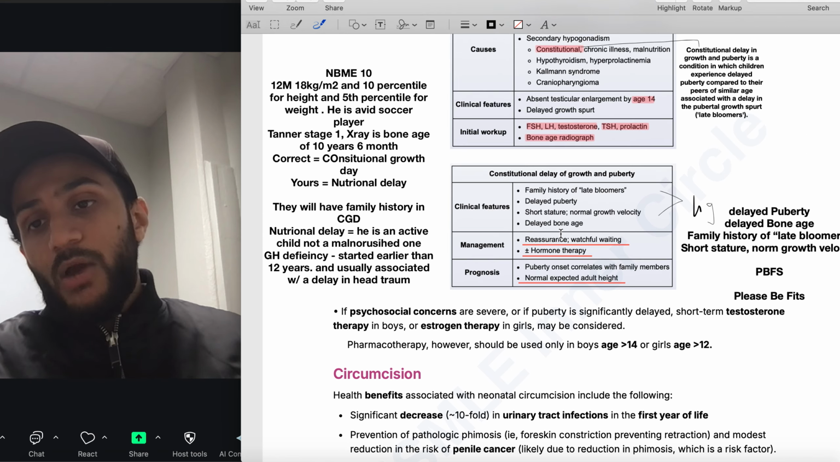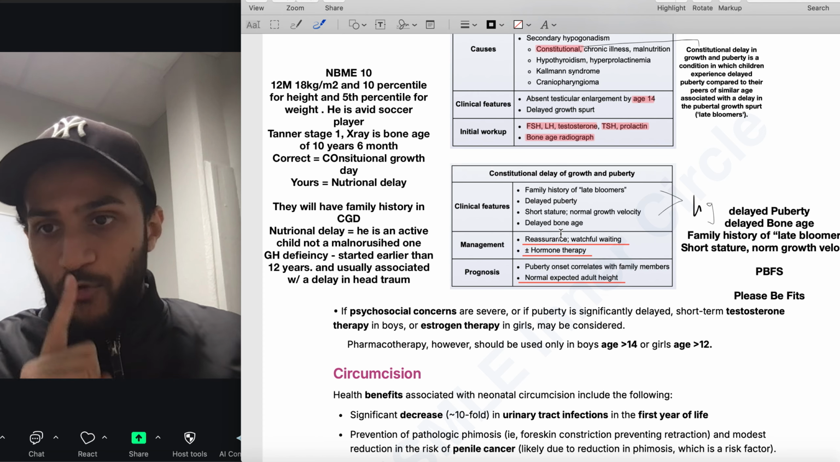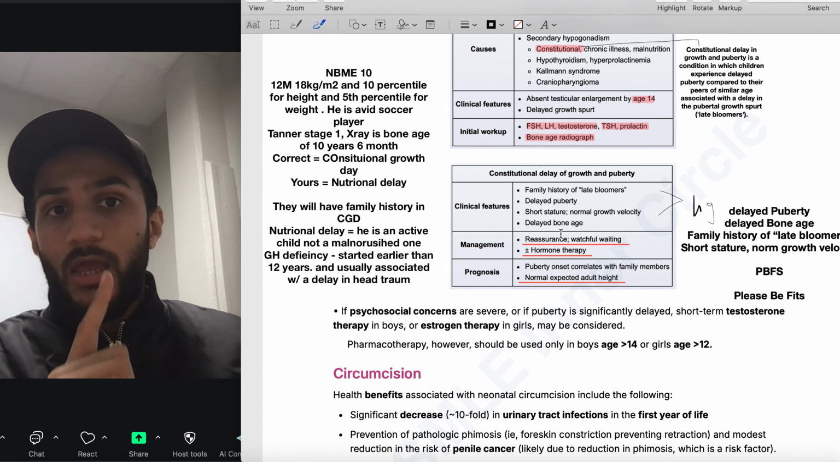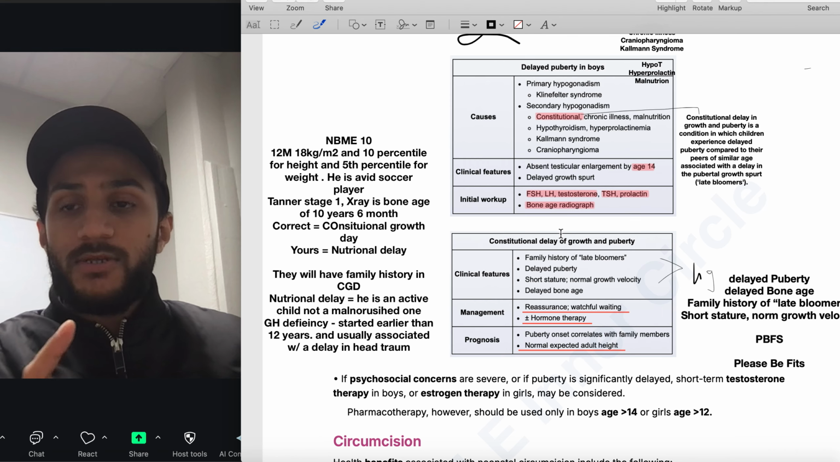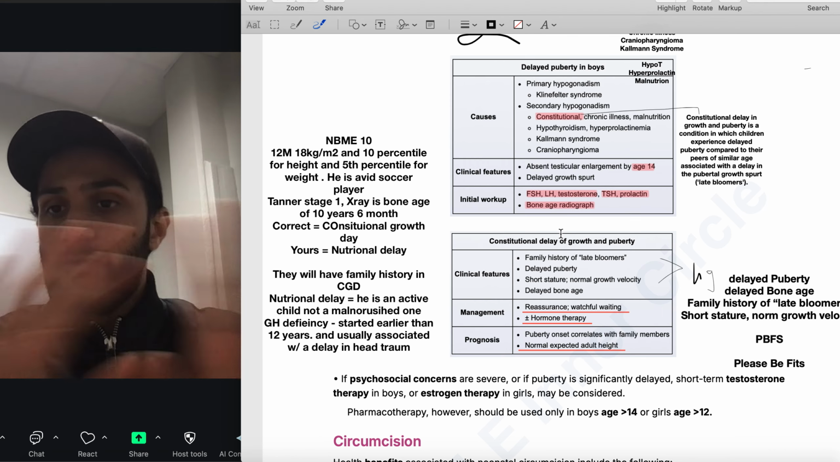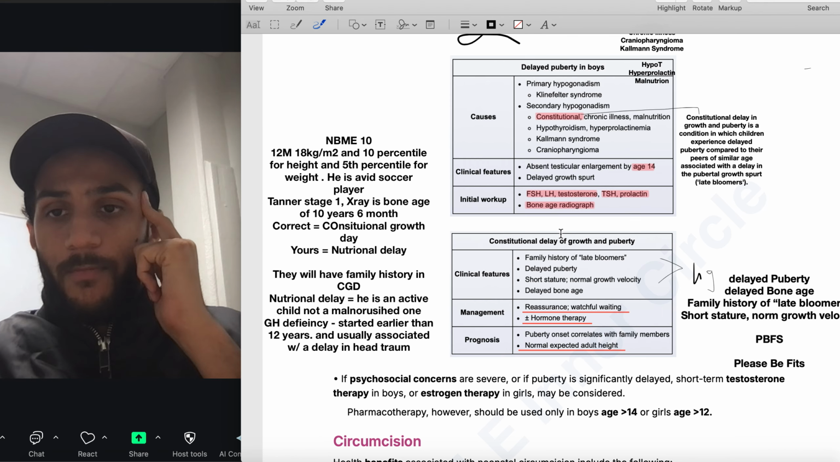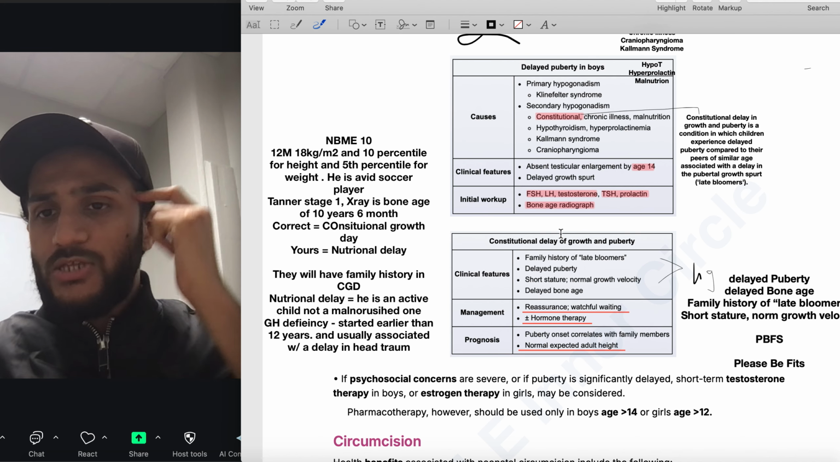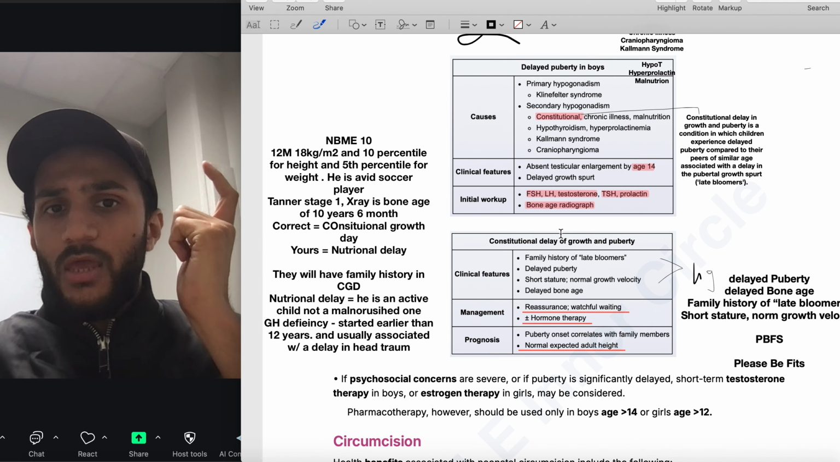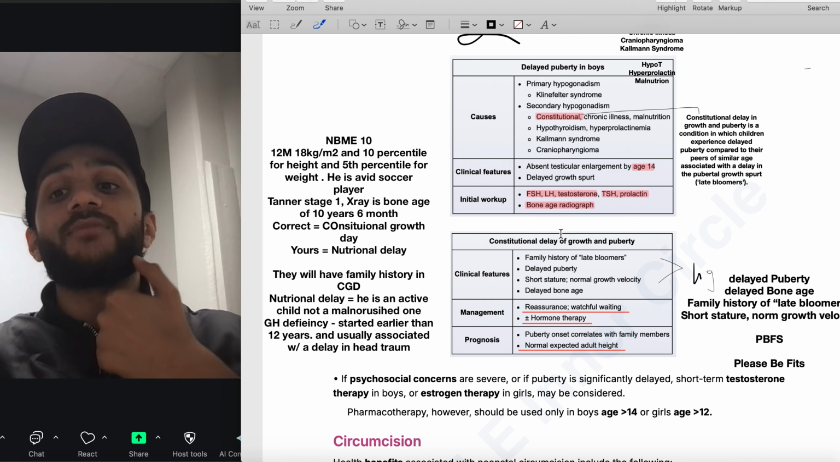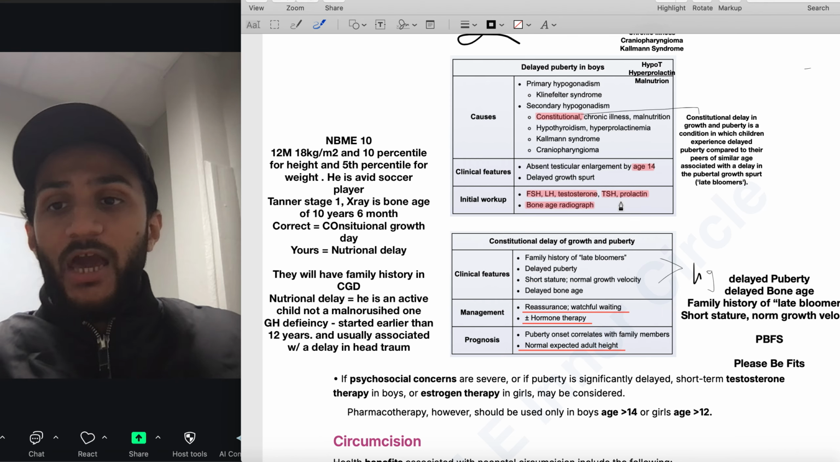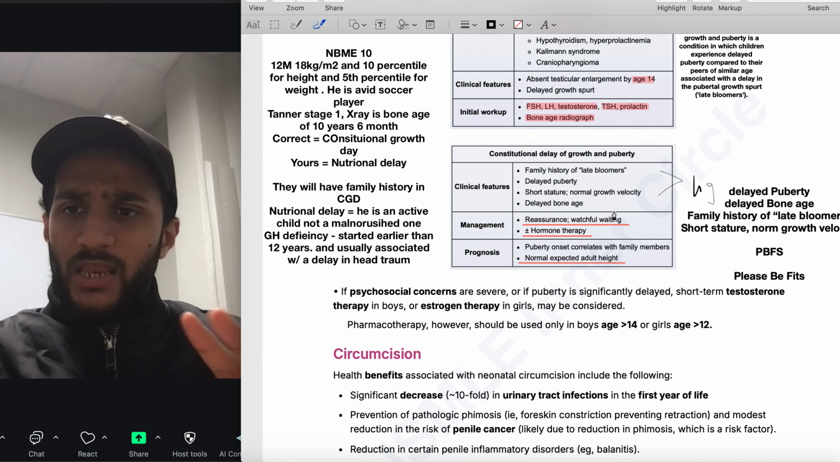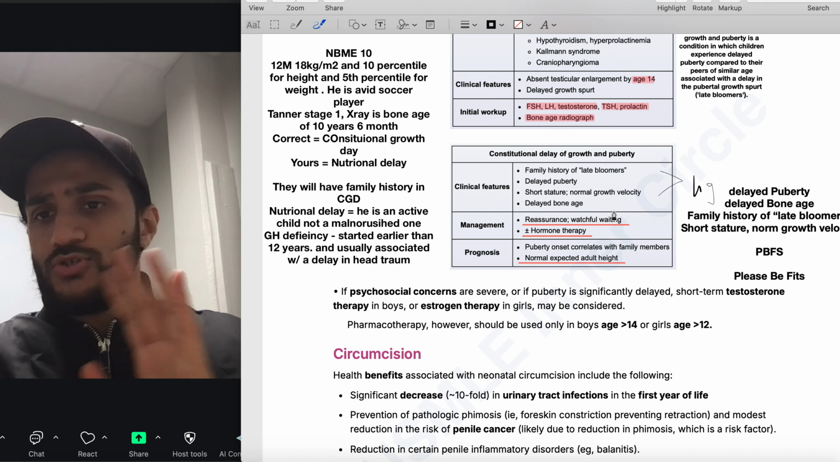Okay, guys, I want to recap everything. We have primary delayed puberty in boys. That's Klinefelter syndrome. That's it. Secondary is a brain problem. Okay, Kallmann, craniopharyngioma, any sort of nutrition problems, hypothyroidism, hyperprolactinemia. Okay, just look at the hormones. How to investigate the patient? Look at FSH, look at LH, look at testosterone, look at all the hormones.